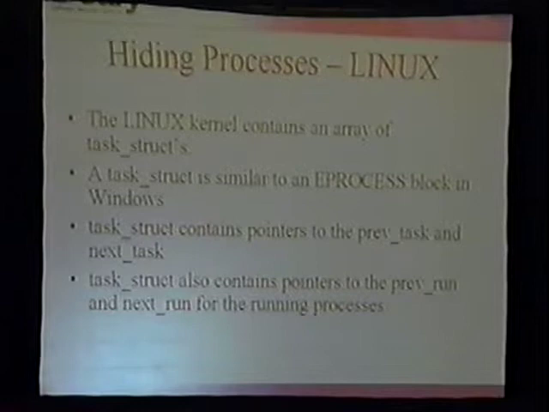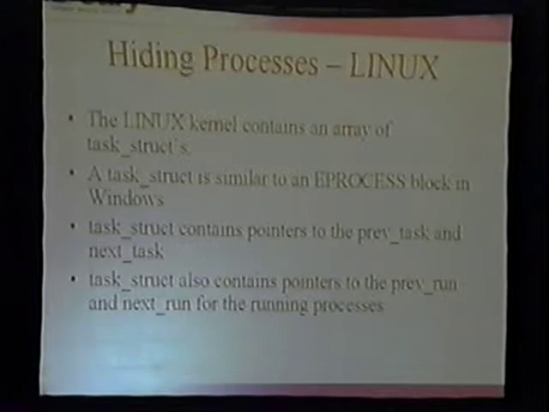You have to do a little bit of a modification at the end, but they have a task struct that represents every process. So it's just like an EPROCESS block. There's two pointers that are of interest, the previous task and the next task. They're just like our Flink and Blink within the EPROCESS structure in Windows. Then they also have two other pointers that we'll see why they're important in a moment, called previous run and next run.